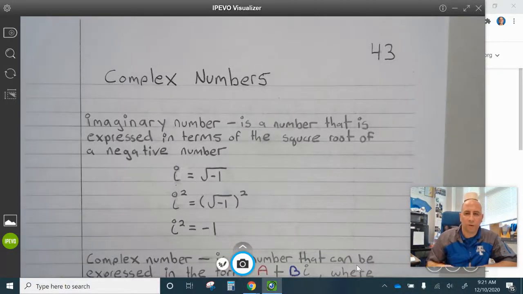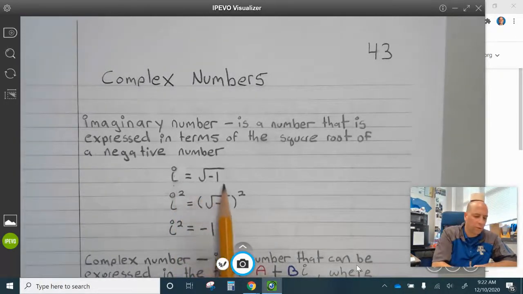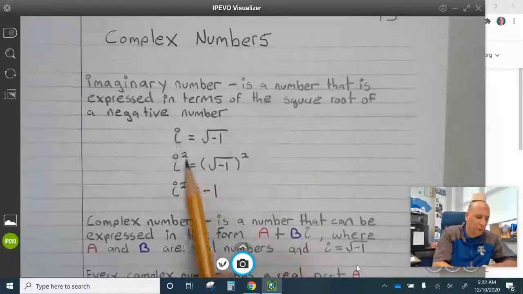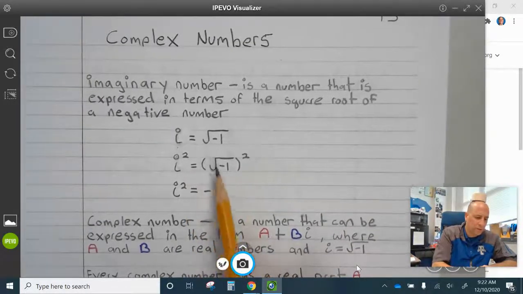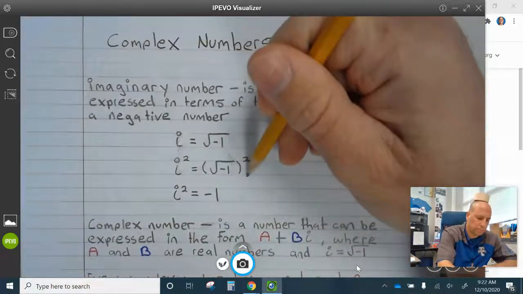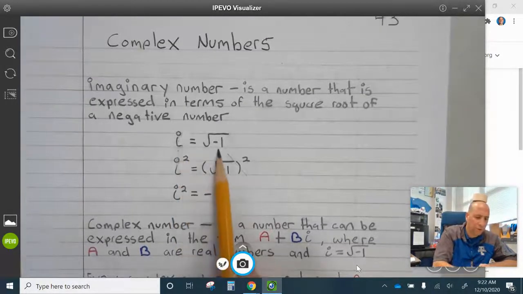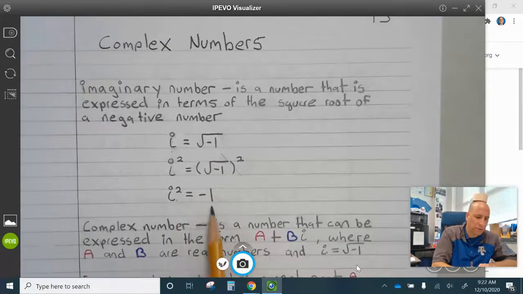Okay, Waka, we're looking at journal page 43, complex numbers. An imaginary number is a number that is expressed in terms of the square root of a negative number. So i equals the square root of -1, okay? But now let's take it a little bit further. If we square both sides, the square cancels the square root. So we can say that i squared equals -1. So i is equal to the square root of -1, and i squared is equal to -1.